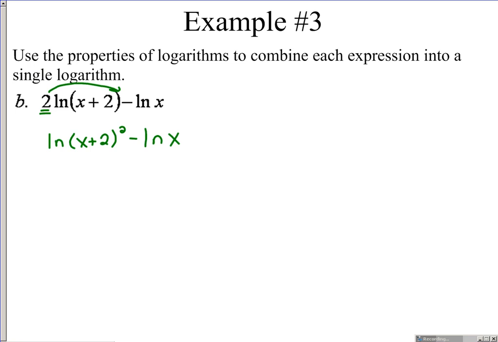And again, we have a subtraction of individual logarithms. If I want to combine that into one logarithm, subtraction becomes a division of the arguments. So x plus 2 squared over x.